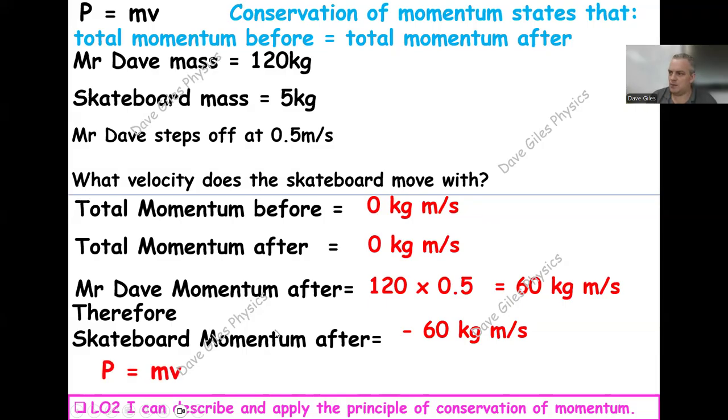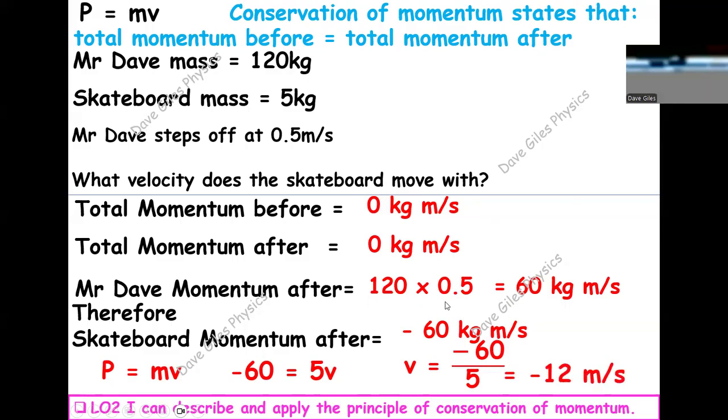p equals mv. Minus 60 equals 5v. So v is minus 60 over 5, which is minus 12 meters per second. Now, the negative just means that it's going in the opposite direction to me. So I treated my velocity of 0.5 meters per second as positive. So the skateboard is negative because it's going in the opposite direction. Okay. So moving on.